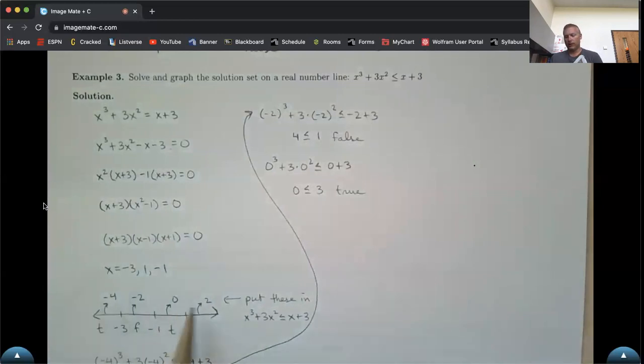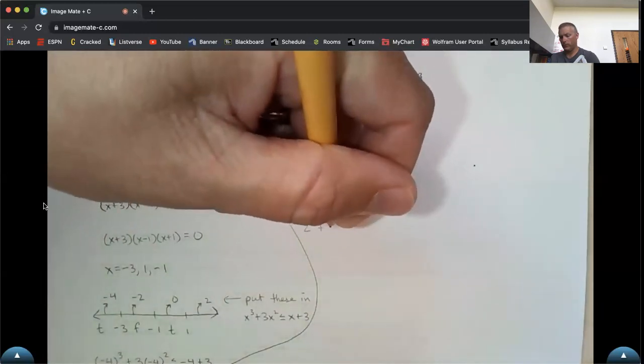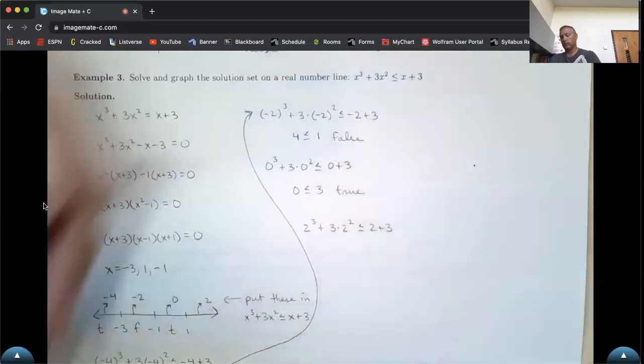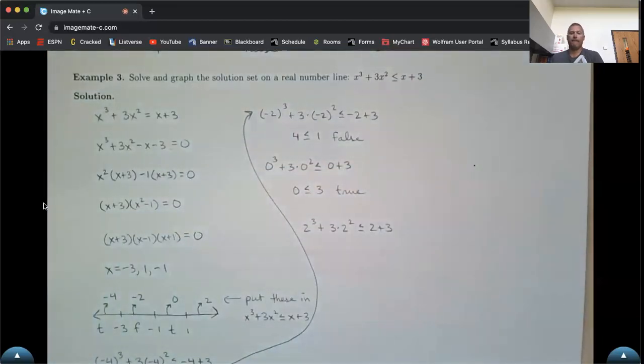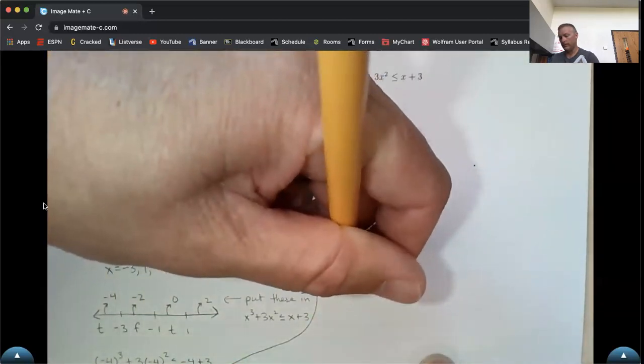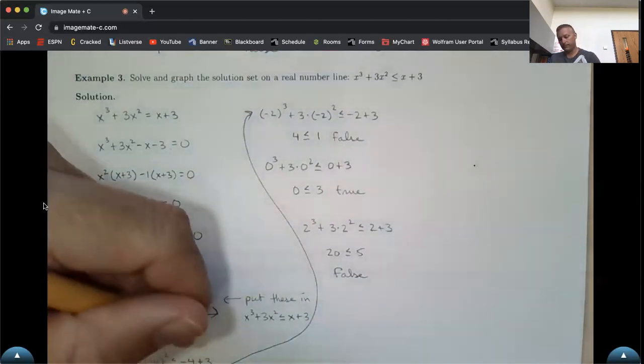And finally, we plug in 2. So that's 2 cubed plus 3 times 2 squared less than or equal to 2 plus 3. That's 8 plus 12, because that's 3 times 4. So that's 20 less than or equal to 5. So that's, of course, false.